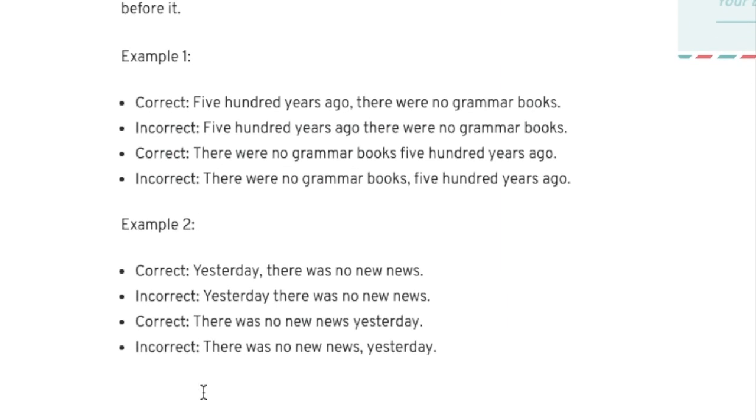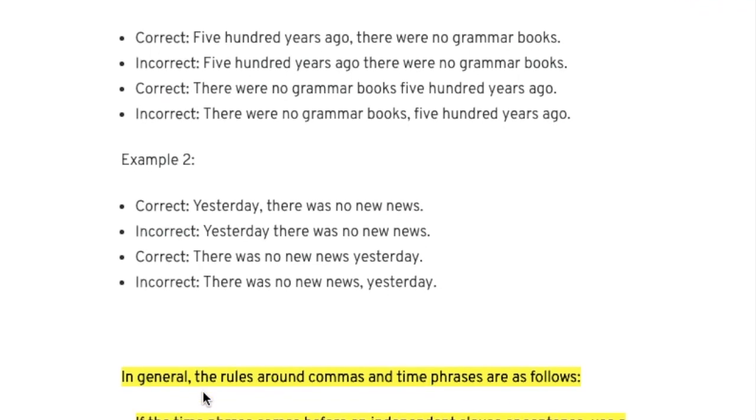So let's look at this. This is where it gets confusing. Example one, correct: 500 years ago, comma, there were no grammar books. Incorrect: 500 years ago, there were no grammar books. It's incorrect because there's no comma after the time phrase, isn't it?